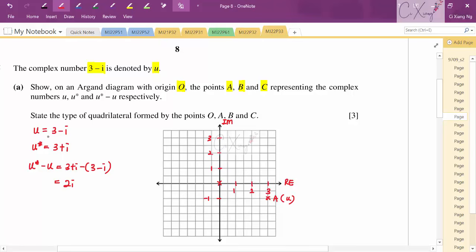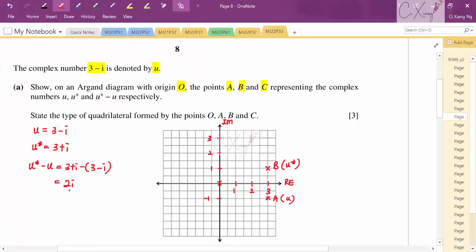Then after that we have point B. So point B is u star, u conjugate, so it is 3 plus i. It should be something like this. At here, this is B, or we write it as u conjugate.